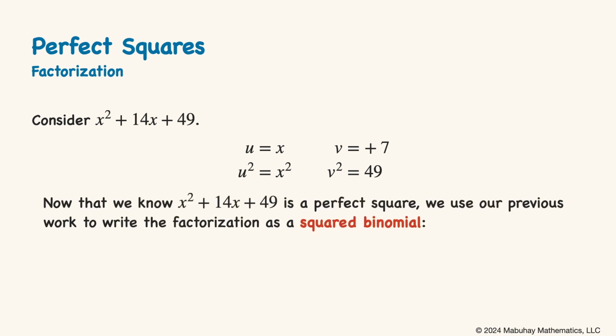We just need to recall the squared binomial from our formula. So here's our formula again. We take u plus v and square it. So x squared plus 14x plus 49 is quantity x plus 7 squared.